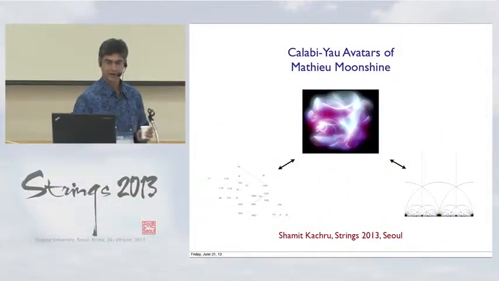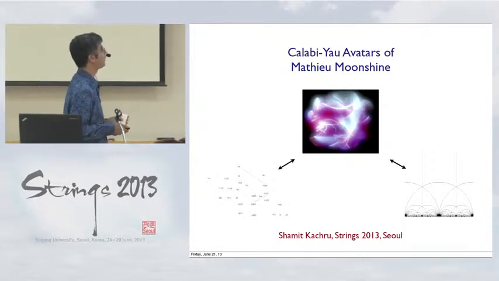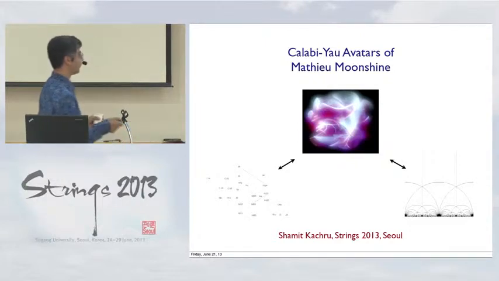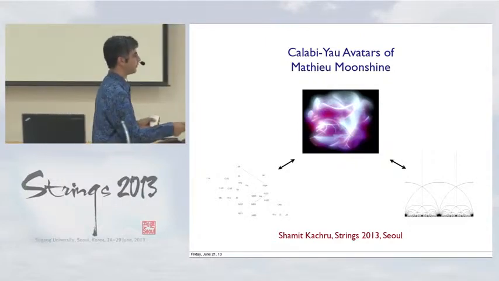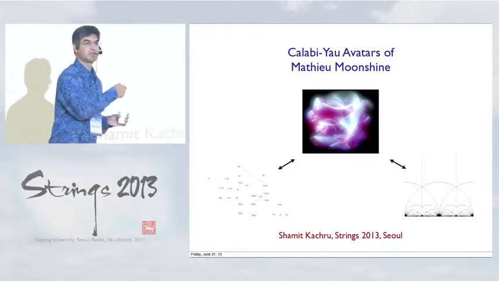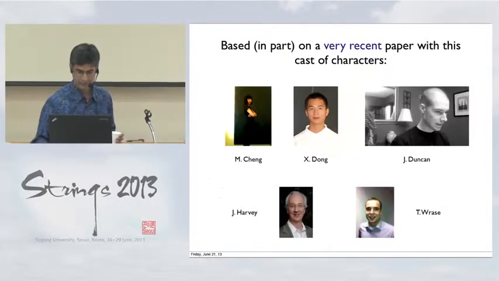So I'm going to talk about a relatively elaborate subject, Moonshine, and the way it's evolved most recently to involve three distinct, interesting classes of objects in mathematics: the sporadic finite groups, modular functions and forms, which we're very familiar with in string theory, and then Calabi-Yau compactifications, which also have featured prominently in past strings conferences.